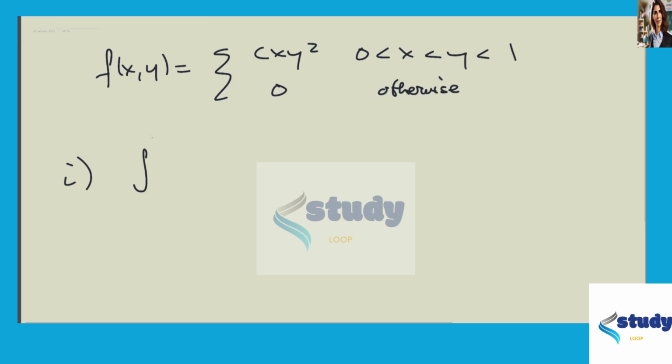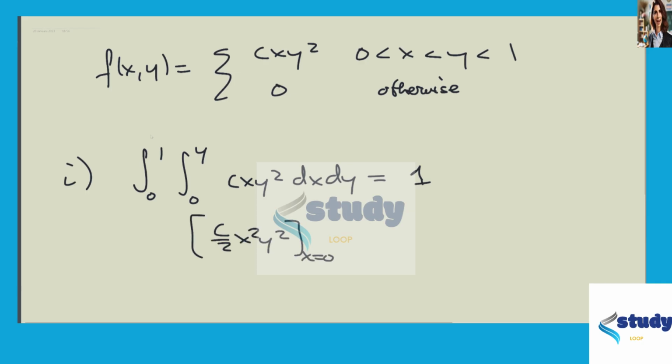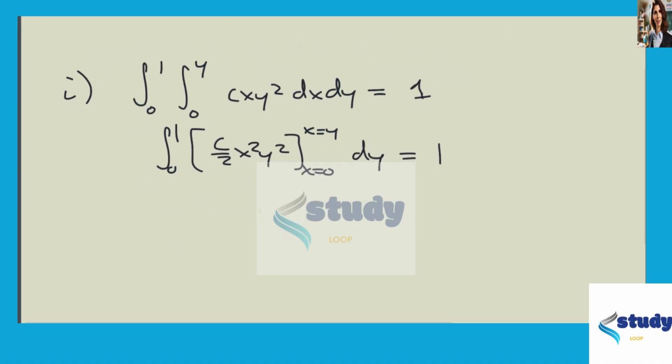So the integral from y is 0 to 1, and the integral of x from 0 to y, cxy squared dx dy, has got to be equal to 1, because that's the integral over the total area of the probability. So let's do the x integral first. We get c over 2 x squared y squared evaluated between x equals 0 and x equals y. And then we integrate that dy. That's got to be equal to 1.